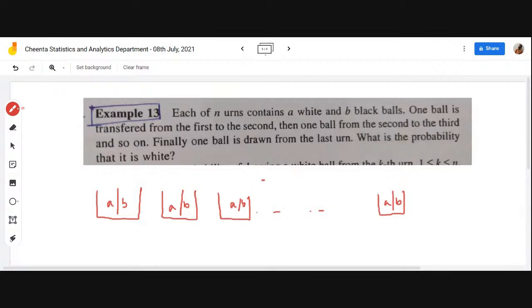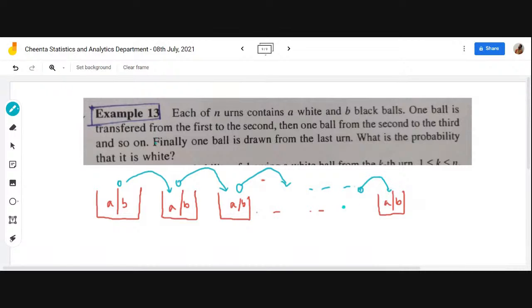Okay, this is an interesting problem. I like this problem. So randomly a ball is taken out from here and transferred to the second. And then a ball is taken out from here and transferred to the third. And then a ball is taken out randomly and transferred to the next one. And it continues.